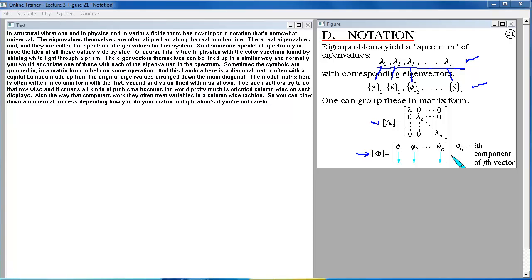Also, the way that computers work, they often treat variables in a column-wise fashion, so you can slow down a numerical process depending on how you do your matrix multiplications if you're not careful.